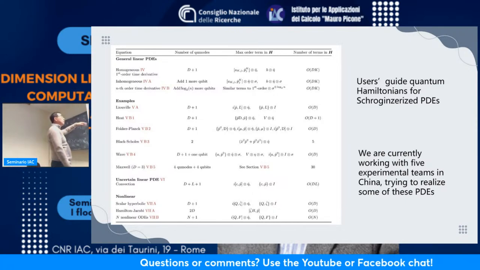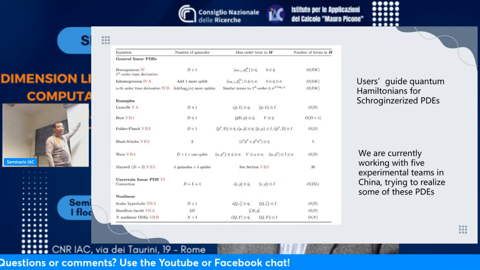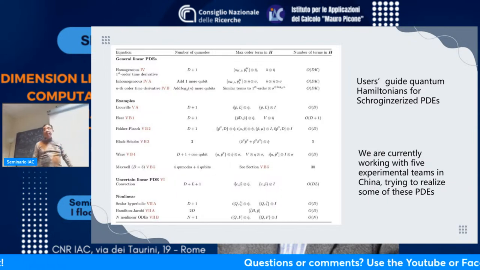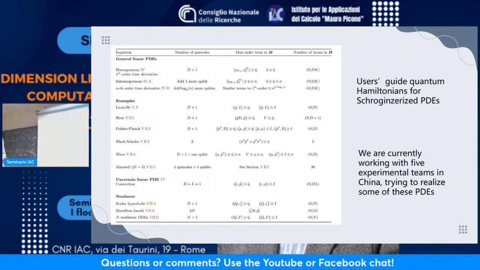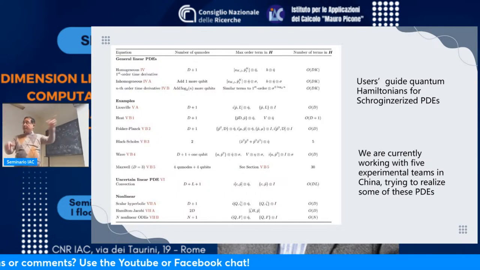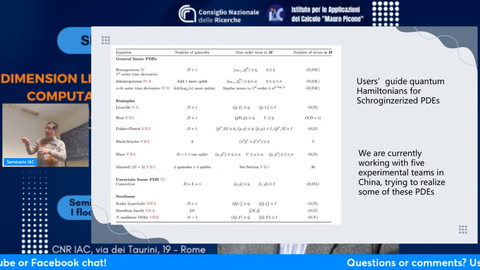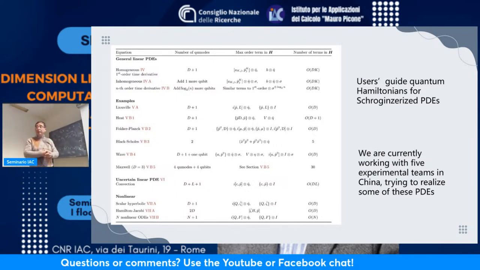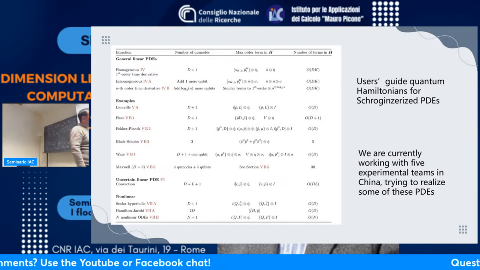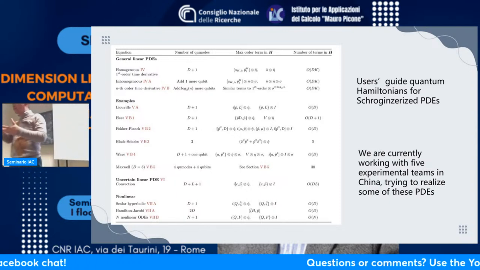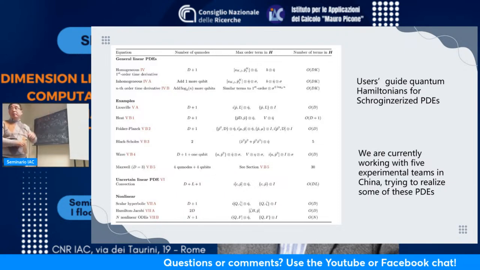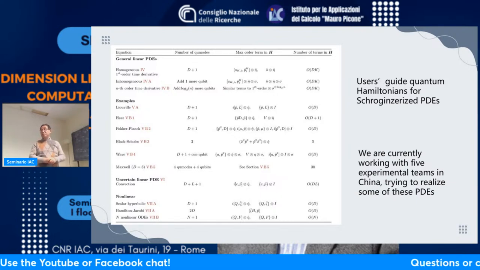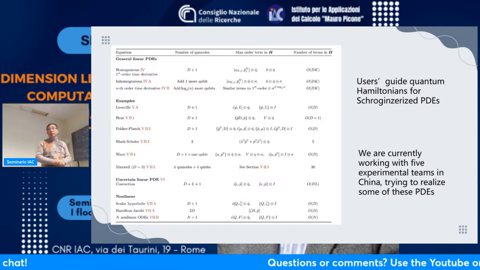Essentially what we have is like an Expedia for linear PDEs. For all these PDEs, we Schrodingerize them and find the corresponding quantum Hamiltonian. So we're seeking a physics experiment in the world. They might have a device which can solve one of these equations. If the quantum Hamiltonian corresponds to one of the Hamiltonians we give, then essentially they have a quantum computer to solve that specific kind of PDE. Currently we are working with five experimental teams in China to try to realize some of these equations. These are very top experimentalists. China is leading, together with the US, the industry of quantum computing, and there are a lot of good teams in China doing quantum experiments.